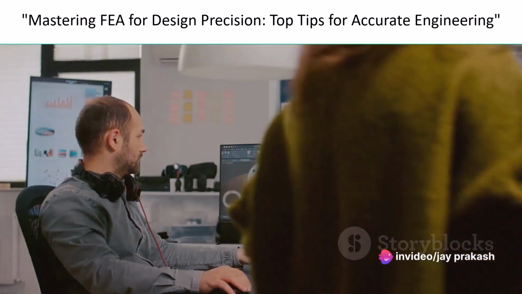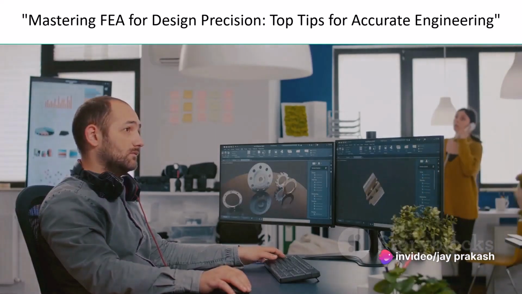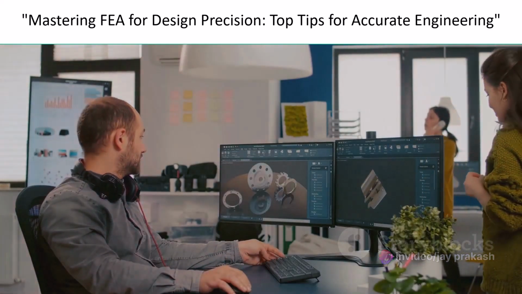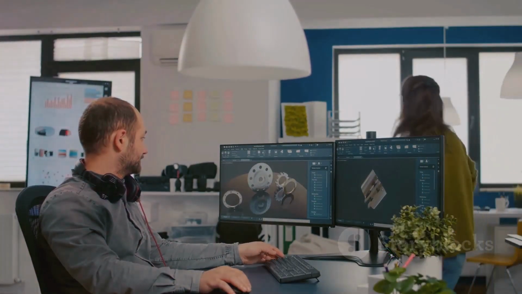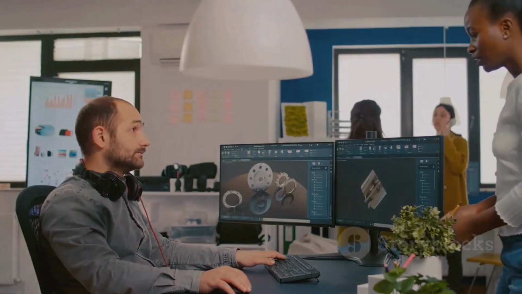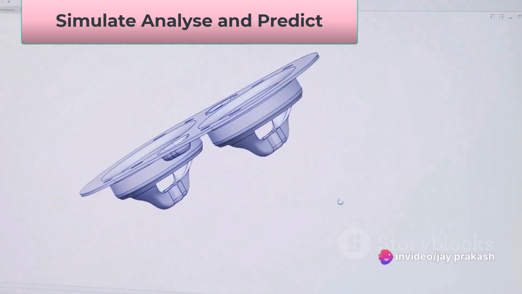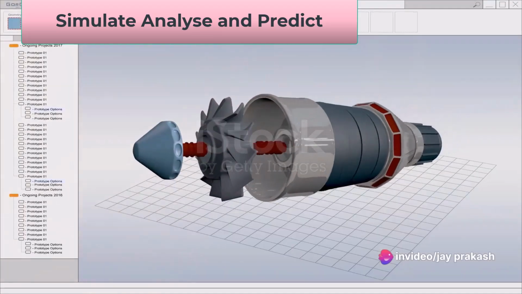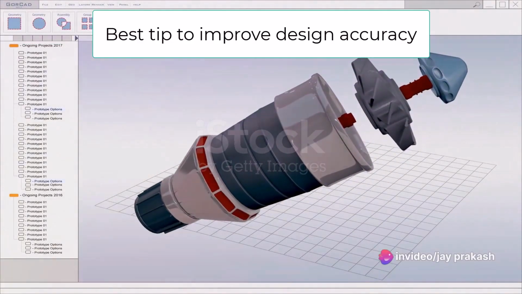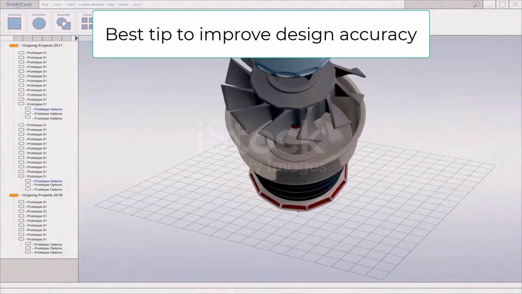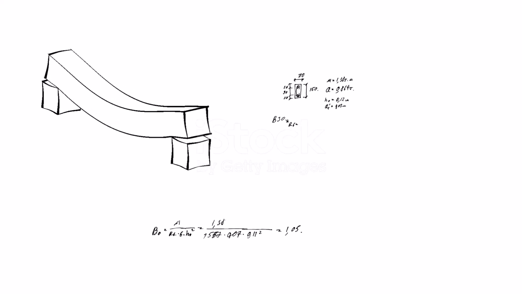Today, we're diving into the fascinating world of finite element analysis, or FEA. This powerful tool is a game changer in engineering and design, giving us the ability to simulate, analyze, and predict the behavior of products under various conditions. Our main goal today is to provide you with the best tips for improving design accuracy using FEA. So, without further ado, we're jumping right into our first tip.